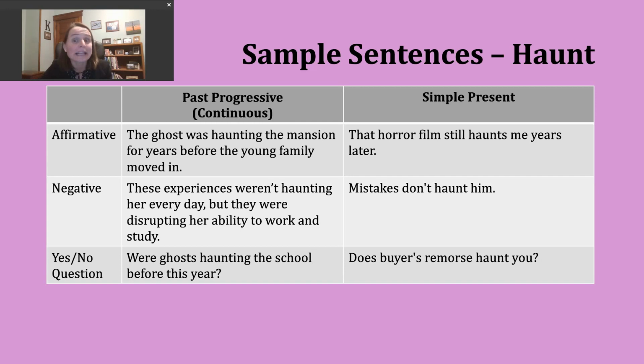Finally, let's look at making a yes or no question in the simple present. To do this, start with do or does, then you're going to have your subject, and then the base verb. Again, we are not adding an S to the end of the verb. We're only doing that in the affirmative when the subject is he, she, or it. Let's take a look at the last question.